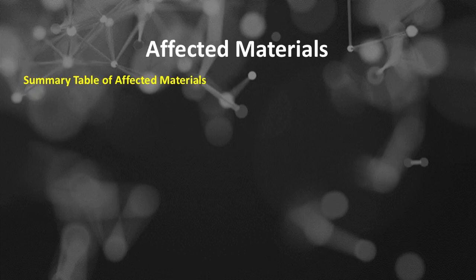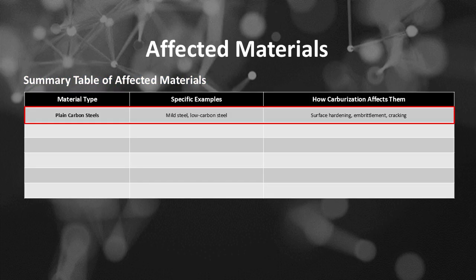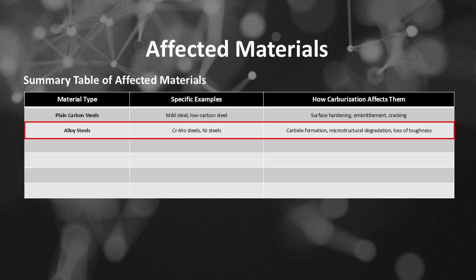Summary table of carburization damage affected materials. If material type is plain carbon steels, then the specific examples are mild steel and low carbon steel, and carburization affects them through surface hardening, embrittlement, and cracking. If material type is alloy steels, then the specific examples are CrMo steels and Ni steels, and carburization affects them through carbide formation, microstructural degradation, and loss of toughness.